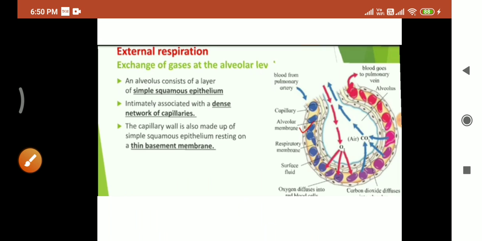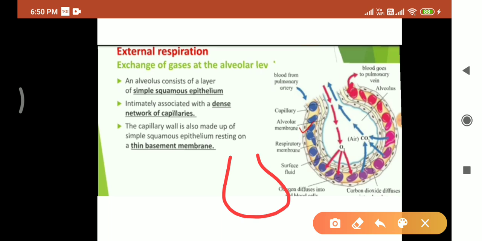The next point is that it is immediately associated with a dense network of capillaries. This is very important. When you see the alveolus, this is a bag-like structure, and immediately around this bag-like structure there is a dense network of capillaries. Which capillaries? The blood capillaries, which are the divisions or branches of the pulmonary arteries and pulmonary veins.